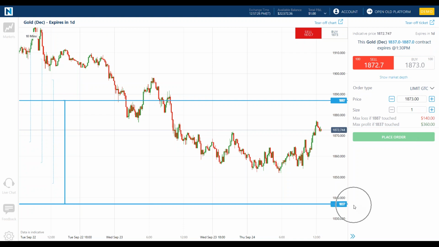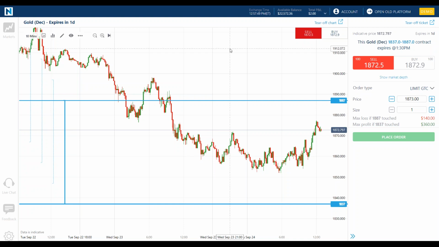Now, if it were to go below 1837, if it were to go down to 1830, if it were to go down to 1800, I still can't make any more than the $360 on this particular trade. On this trade, it is defined risk, defined reward. I know getting into it exactly what I stand to potentially make and what I stand to potentially lose.